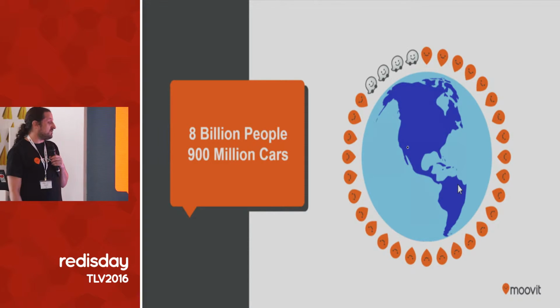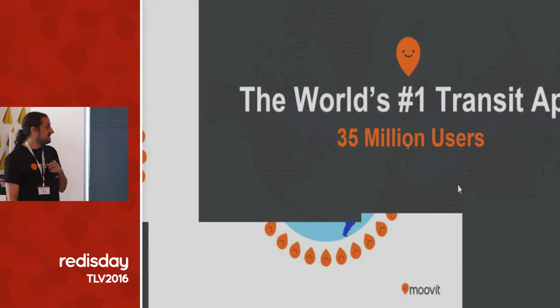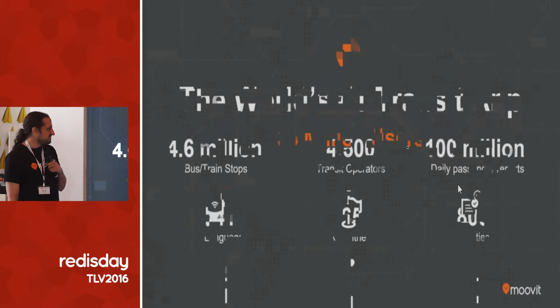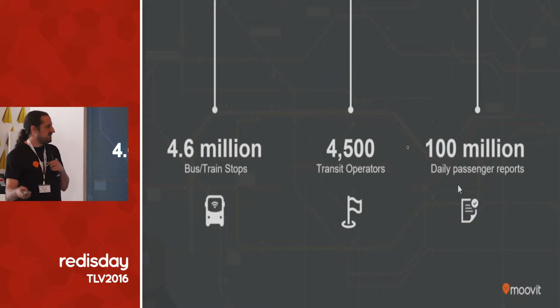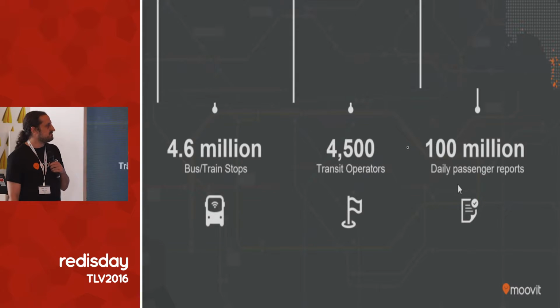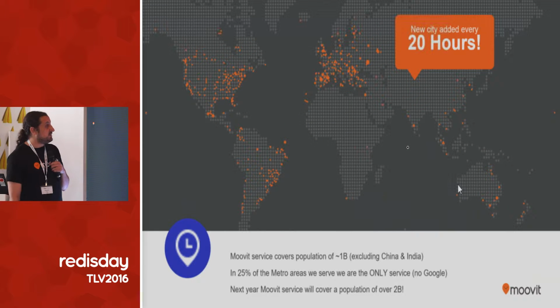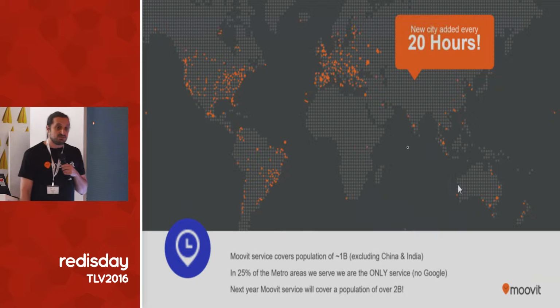So Moovit is one of the leaders of public transportation. There are 8 billion people in the world, out of which 900 million have cars. The rest are potential Moovits. Currently, it's the world's #1 transit app, 35 million users, lots of languages, countries, cities throughout the world. Many, many users and transit operators. We expand very rapidly. We have a new city that we support every 20 hours, more or less.